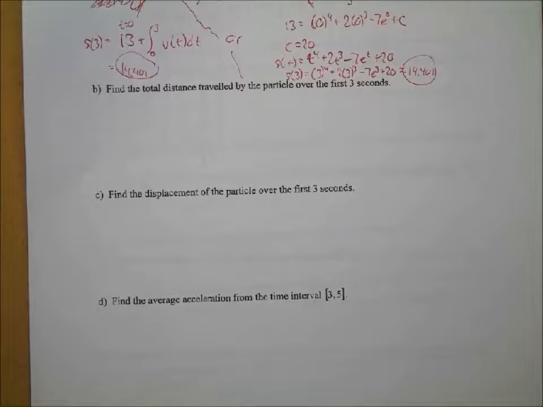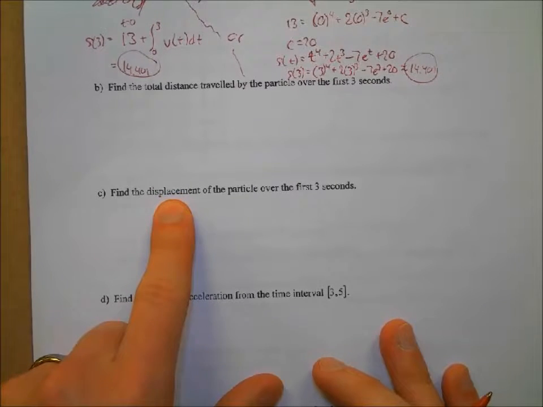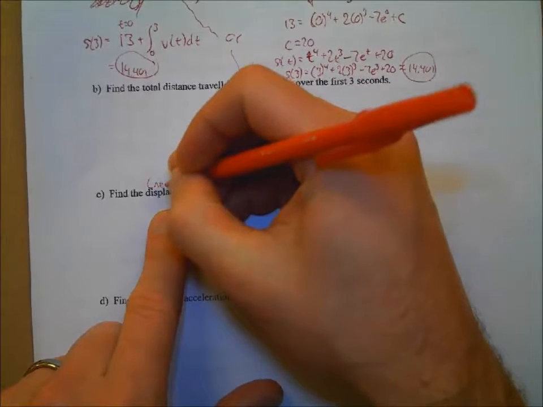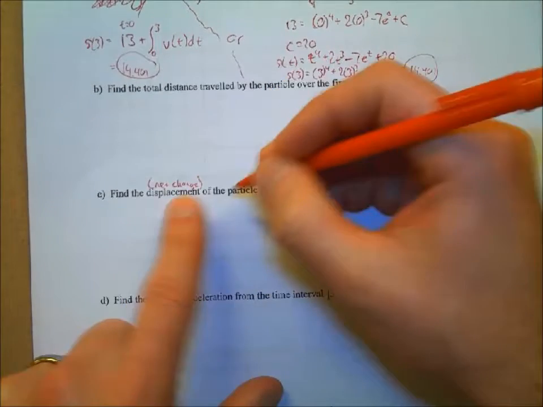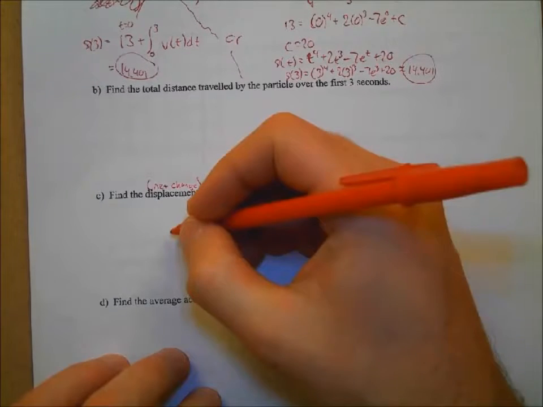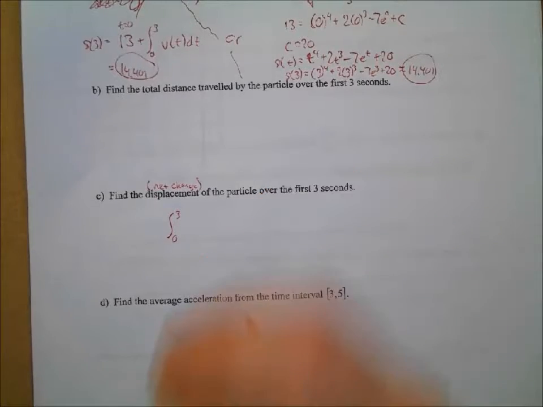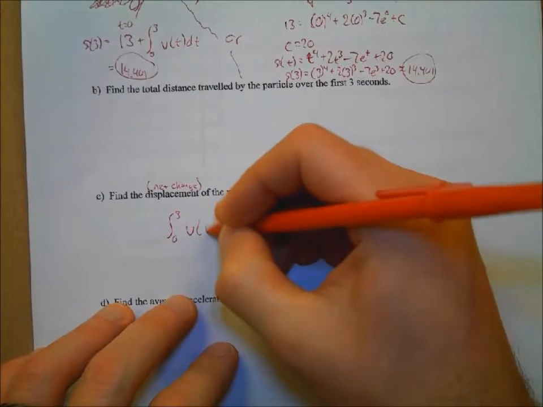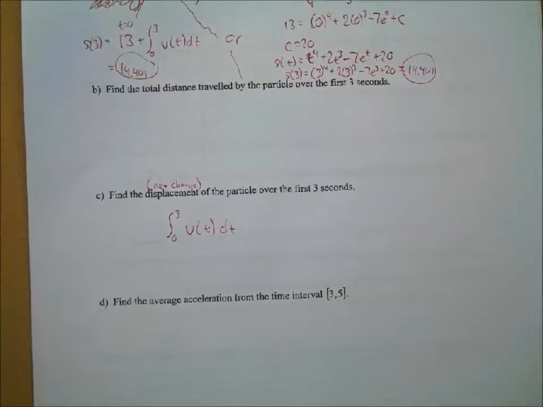Find the displacement of the particle over the first 3 seconds. What does that mean we're supposed to do? Or maybe instead of displacement, I want to say net change. This is the same idea as net change of the position of the particle over the first few seconds. We're going to integrate from what to what? And what are we integrating? Not s, just the velocity. That's all it is. This will give us the net change in position.